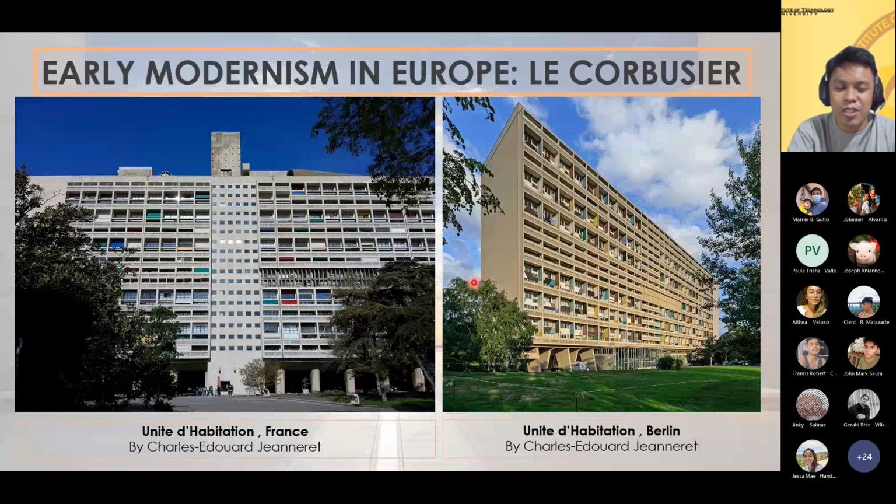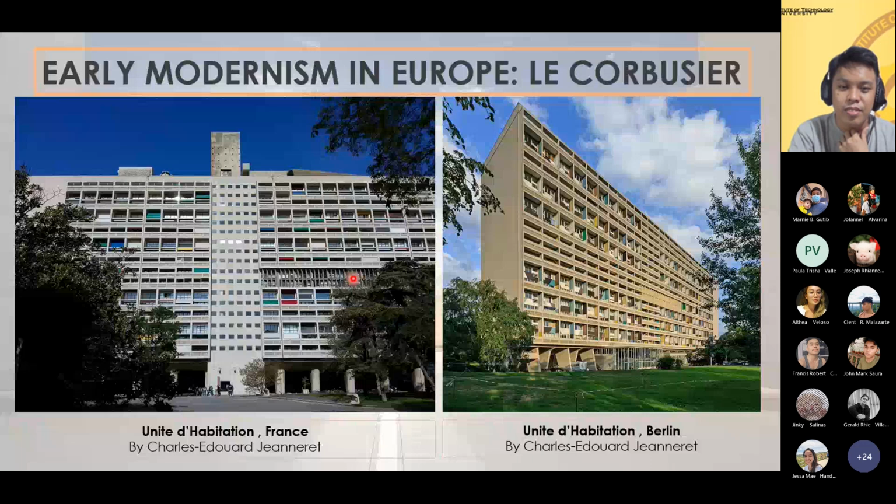So this one, it's Unite de Habitation in France. I think naa'y upat ka buok building nga Unite de Habitation. This one is in Berlin. So nakakuha siya og nindot na client, no, nga nagpatukod in other areas of Europe. I think there are other two, but more or less the same form, the same size.